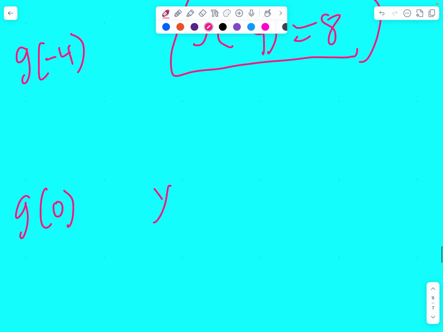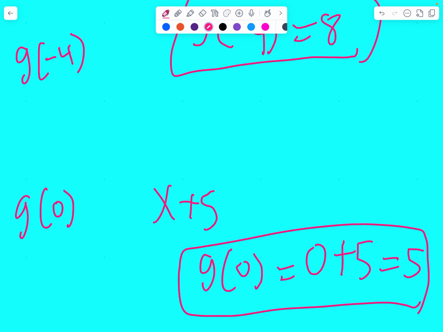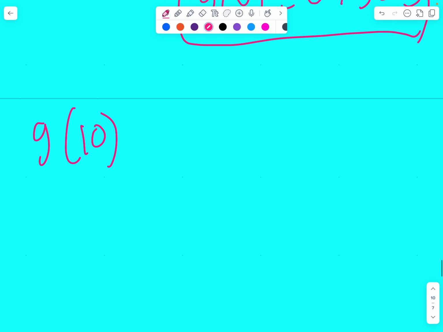So I'm going to write x plus 5, and plug in x equals 0. So g of 0 equals 0 plus 5, which is 5. And then you're done.